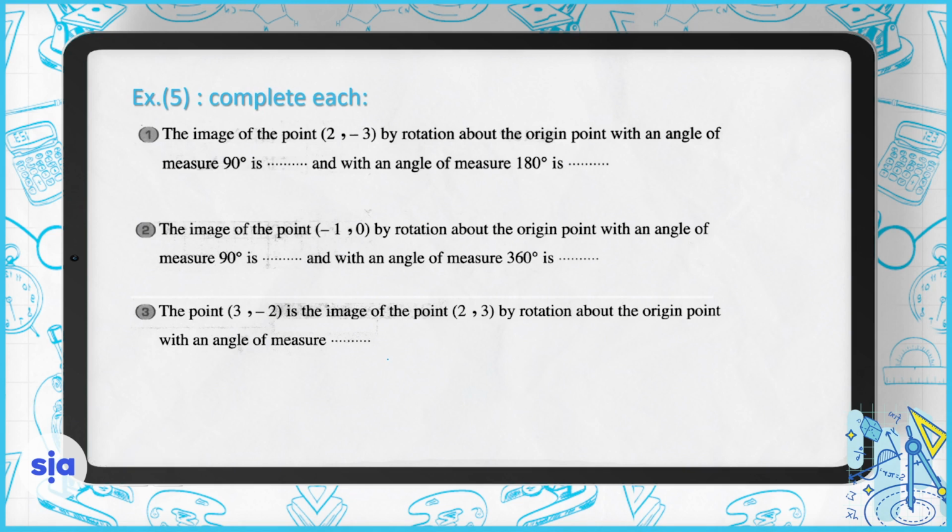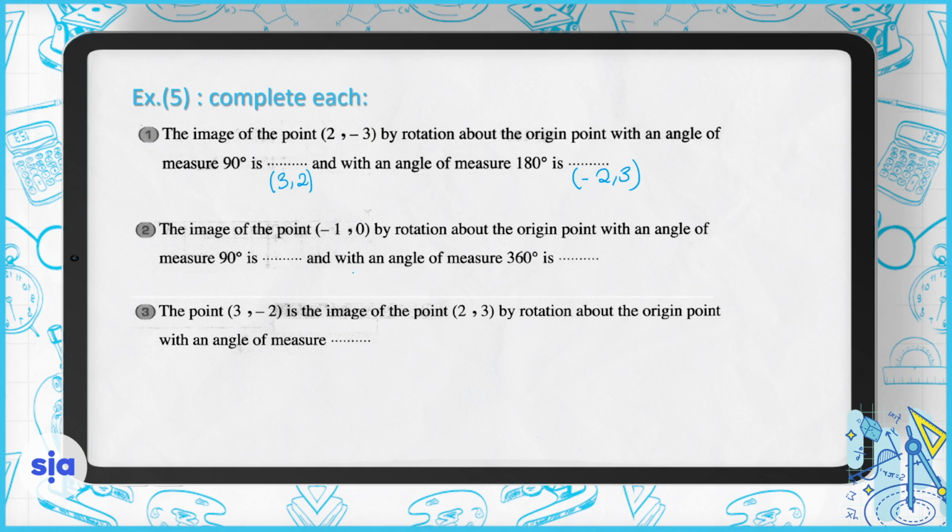Exercise number 5, to complete each of the following. Number 1, the image of the point (2, -3) by rotation about the origin point with an angle of measure 90 degrees is, yes, excellent, it's (3, 2), and with an angle of measure 180 will be (-2, 3).